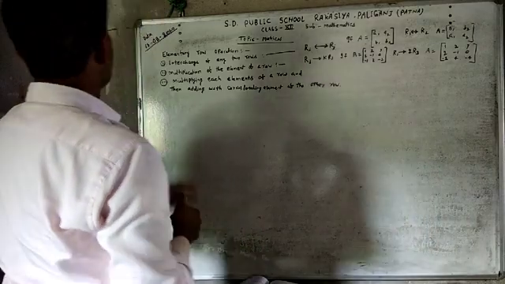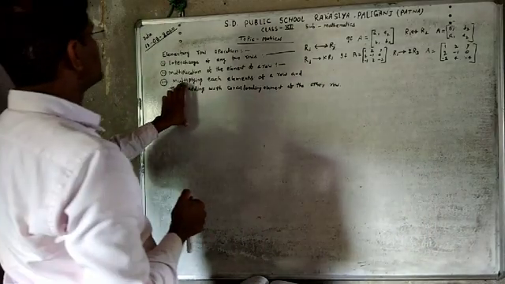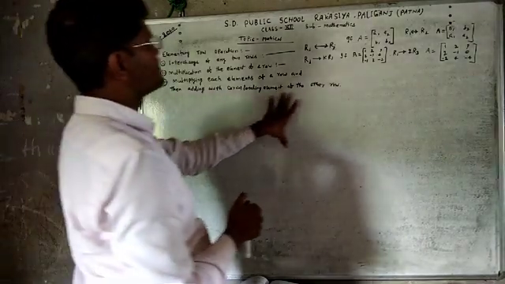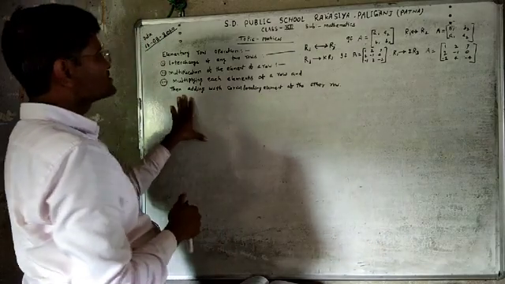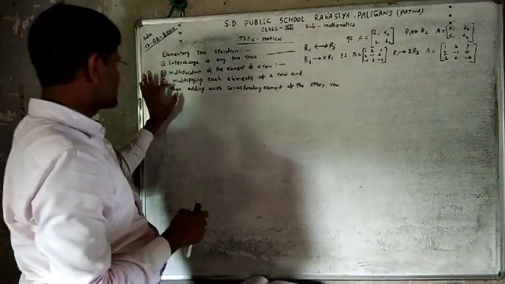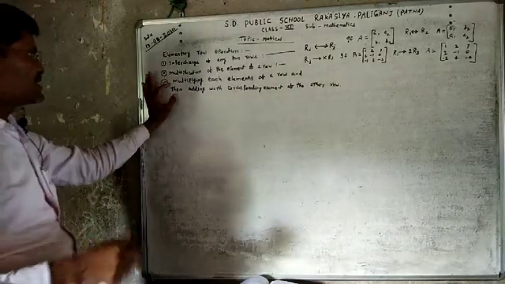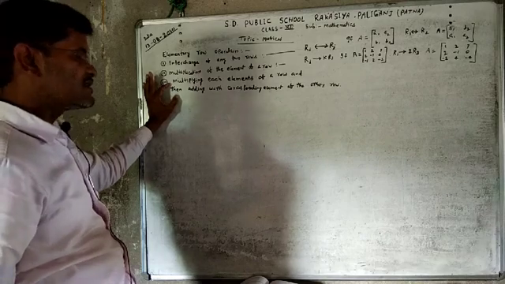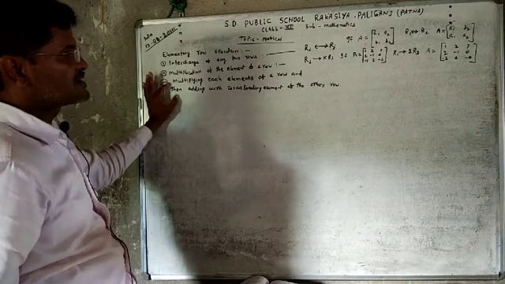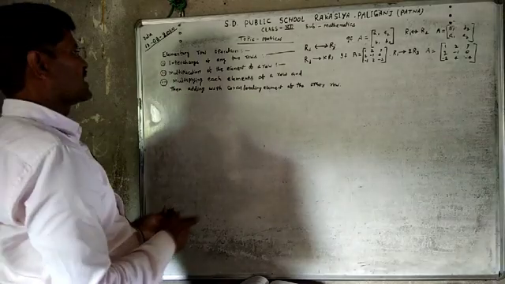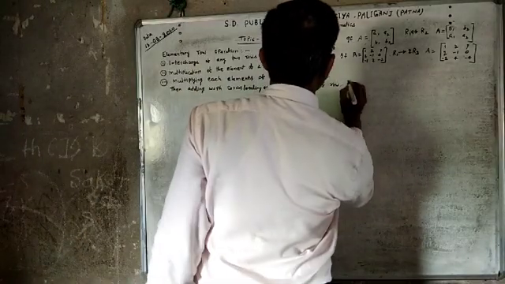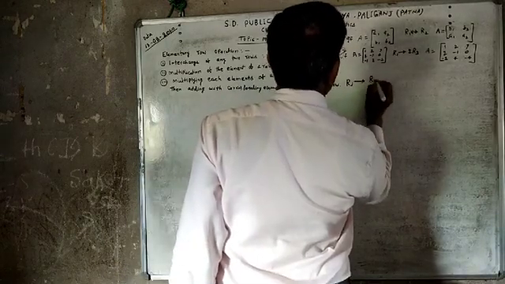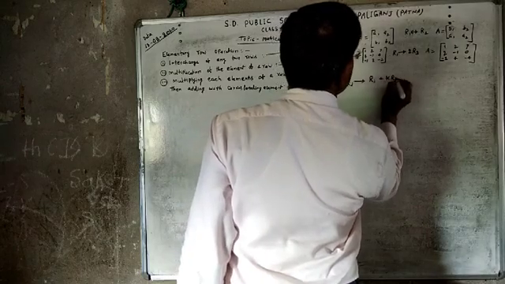Now we learn the third operation: multiplying each element of a row and then adding it to the corresponding element of another row. It means we can multiply any row by any scalar quantity, and then add the result to the corresponding elements of another row, and this is represented by Ri changed into Ri plus kRj.